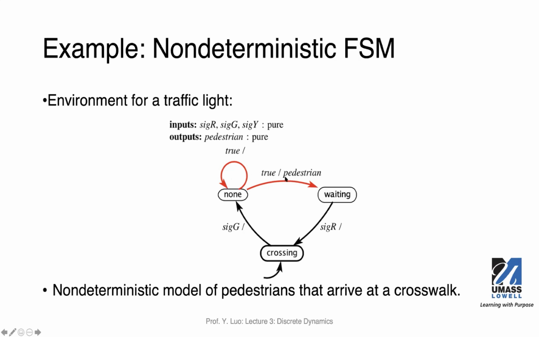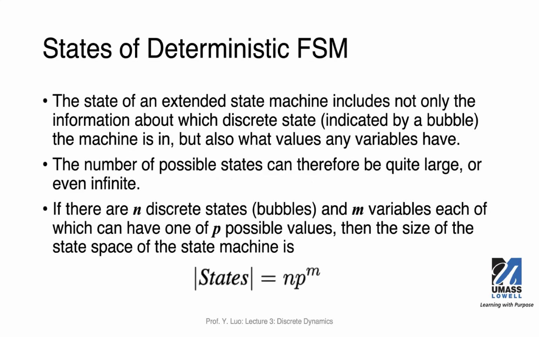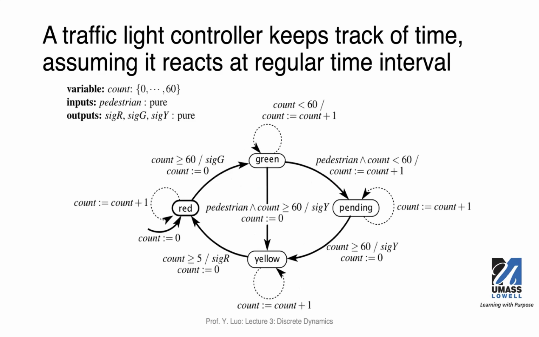And this pedestrian signal is what we need as the input for the traffic light control signal that we saw in this diagram.